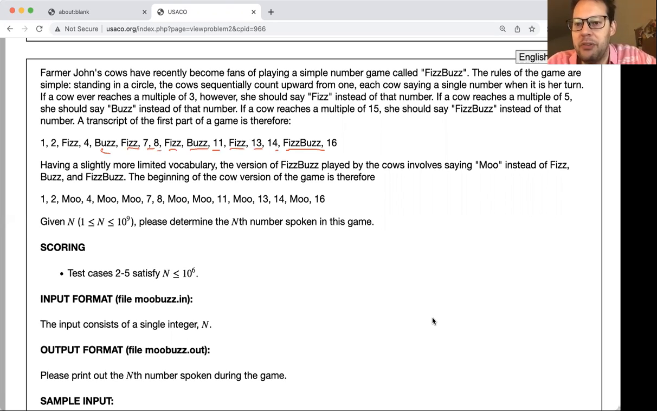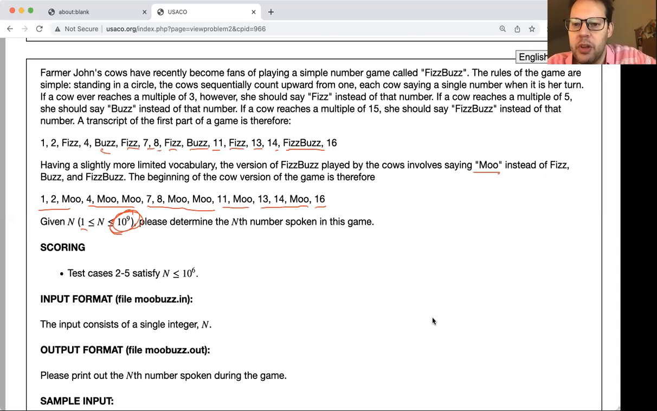Having a slightly more limited vocabulary, the version of FizzBuzz played by the cows involves saying moo instead of fizz, buzz, and FizzBuzz. The beginning of the cow version of the game is therefore 1, 2, moo, 4, moo, moo, 7, 8, moo, moo, 11, moo, 13, 14, moo, 16. Given n, where n is 1 to 10 to the 9th, that's a big red flag, please determine the nth number spoken in the game.